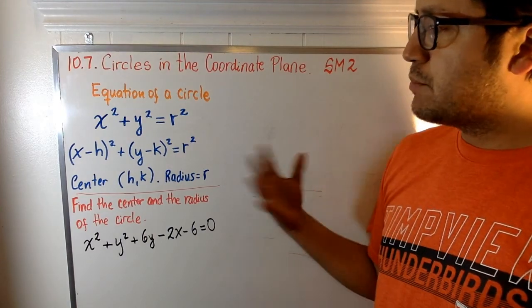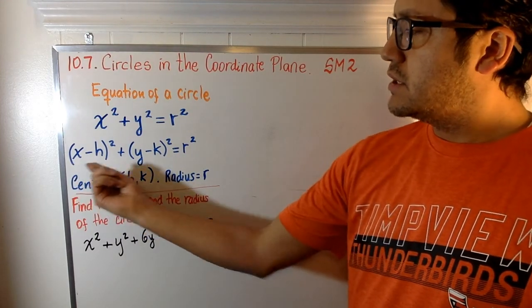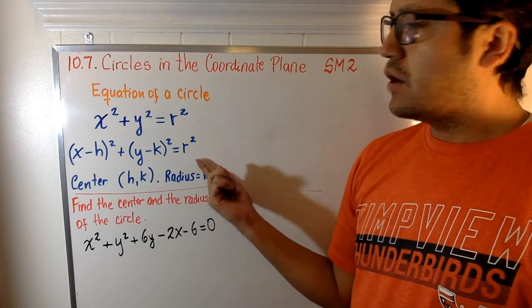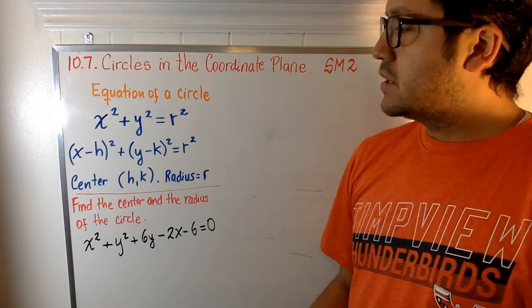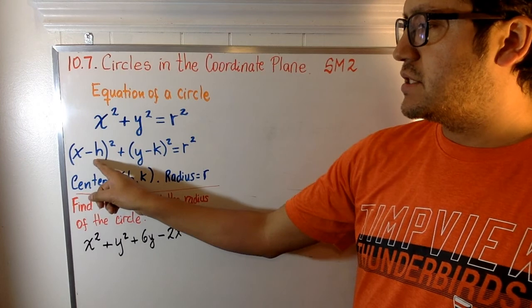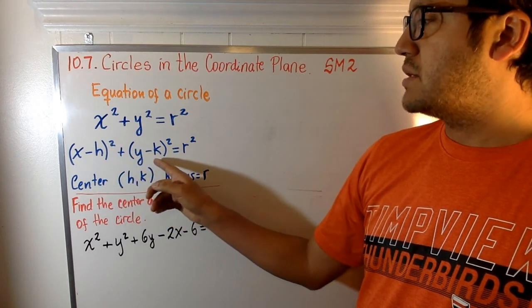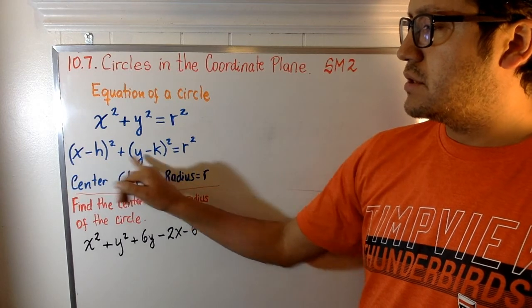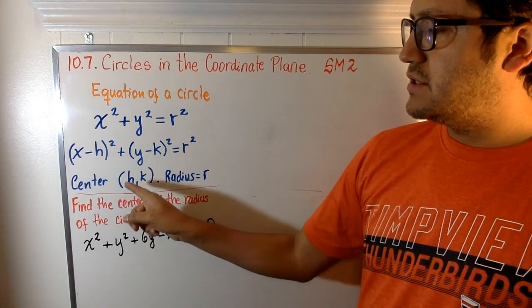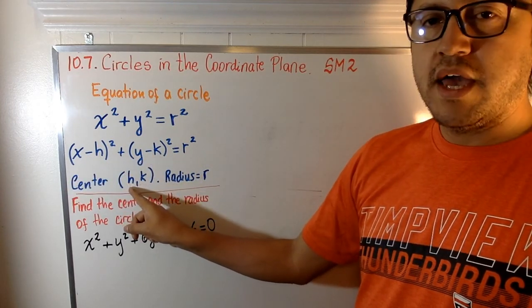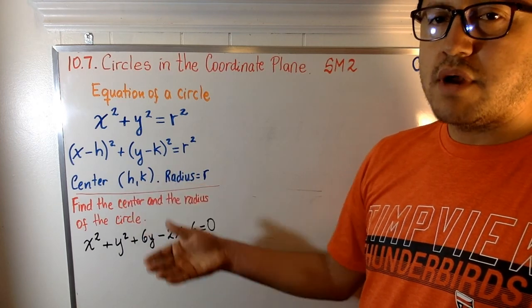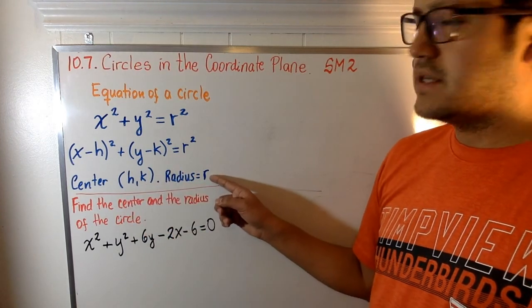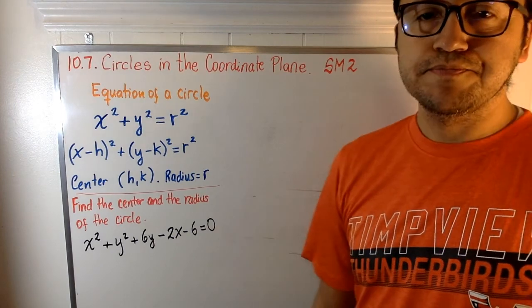So I prefer that you remember this, which is the standard form of a circle on the coordinate plane. This is indicating that (x minus h) squared plus (y minus k) squared equals r squared, and remember these minus signs over here, that the center is located at the coordinates (h, k), and the radius of that circle has a length of r. Okay?